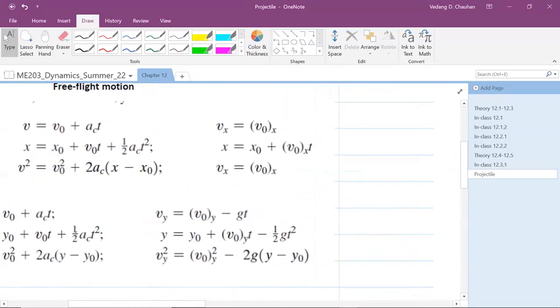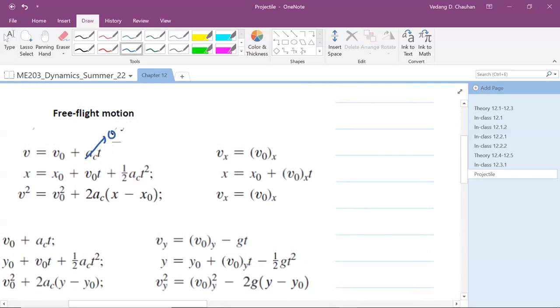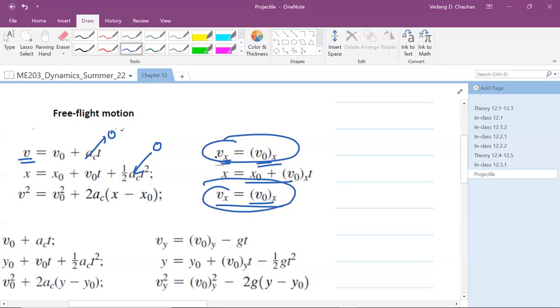Now there is no acceleration along the x-axis, so this component is 0. That means vx, the velocity at any point, is the same as the initial velocity. In the same way we get the second and third equations by substituting the value of acceleration. So x acceleration is 0, and x is x0 plus v0x t. It's really important to pay attention to these two equations, because they say that the velocity at any point is the same as the initial velocity for the x-axis. That means no change in the x velocity vx of the particle.